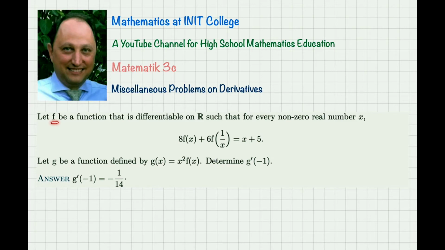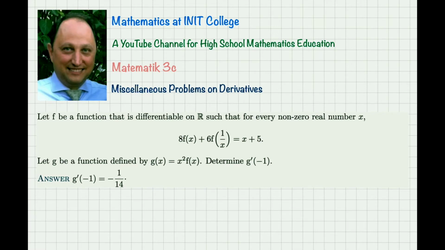Let f be a function that is differentiable on R, the set of real numbers, such that for every non-zero real number x, 8 times f of x plus 6 times f of 1 over x equals x plus 5. Let g be a function defined by this rule: g of x is equal to x squared times f of x. Determine g prime of minus 1.